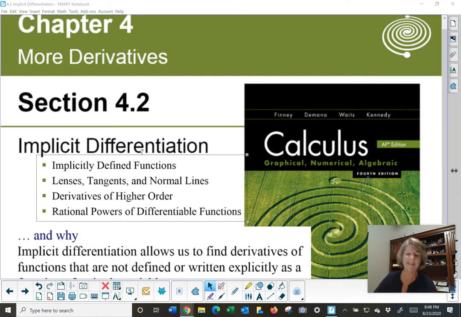Hello, working on section 4.2 today, and we're looking at implicit differentiation. We're going to do this in 2 days, so today is day 1, and you can see on the front screen here, items that we're going to look at is mainly just implicit differentiation, and then a little bit on derivatives of a higher order, like finding a second derivative implicitly.